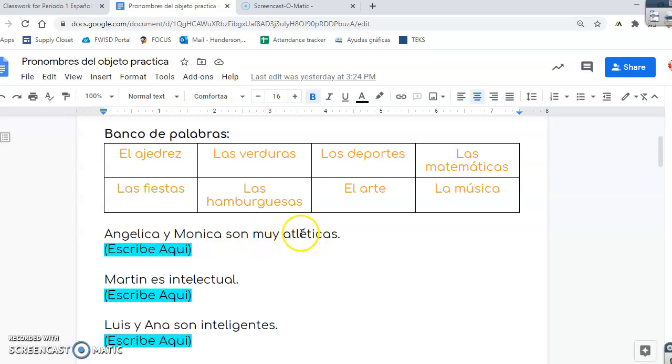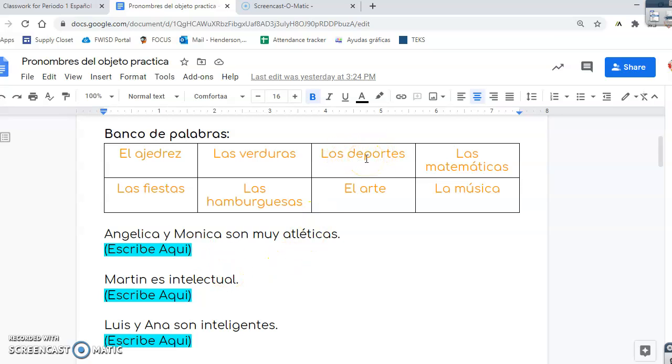If they are atléticas, what do they like? You need to choose one logical answer based on what they like. It's very possible they like all of these things, but we only know they like kind of one thing. And I won't tell you what that is or give you a hint. So in here you're going to make your sentence: Angélica y Mónica like whatever it is they like.